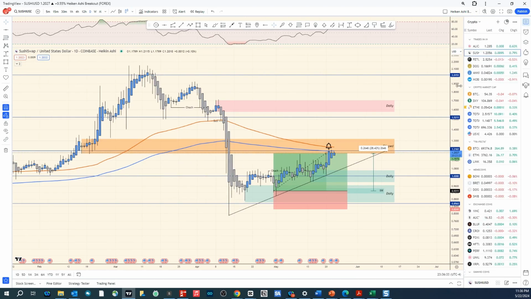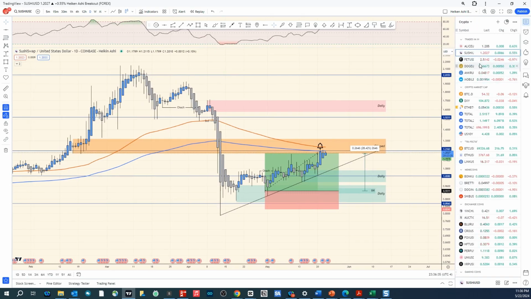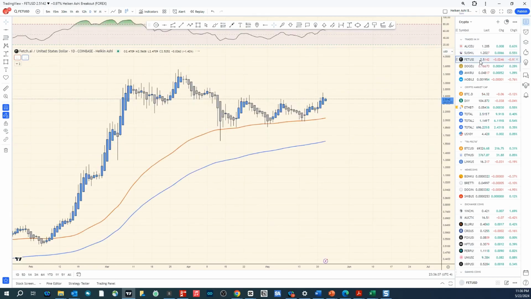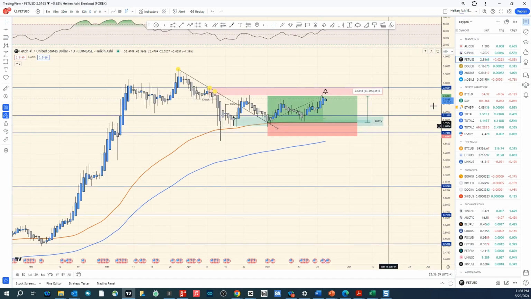We will go into Fetch. So Fetch, crypto symbol FET. This is an AI coin. I like trading Fetch a lot.